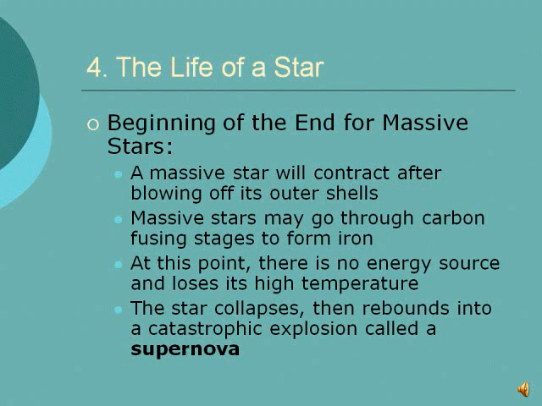Beginning of the end for massive stars. These are stars that are much larger than our sun. A massive star will contract after blowing off its outer shells. The massive star may go through a carbon fusing stage to form iron. At this point, there is no energy source, and it loses its high temperature. The star collapses and then rebounds into a catastrophic explosion that we call a supernova.